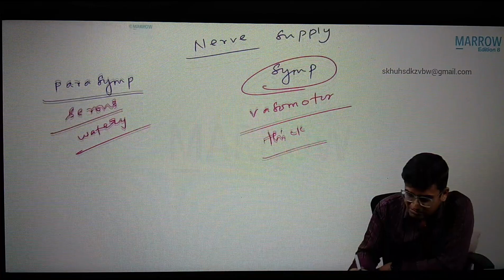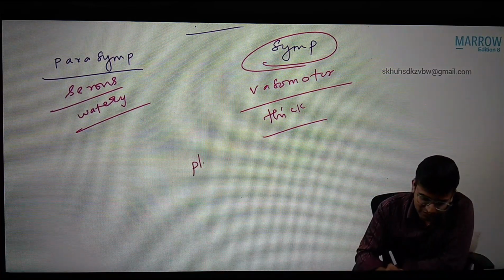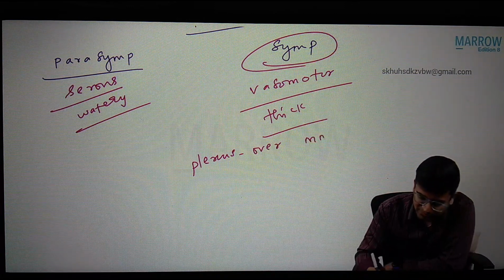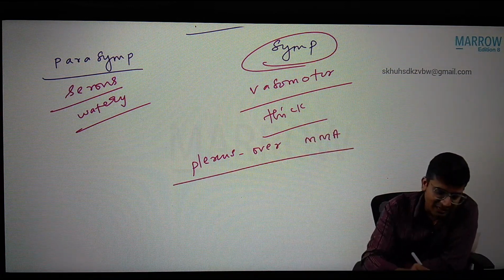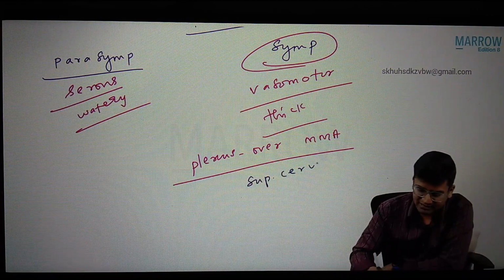Now the sympathetic supply is coming from the plexus over the middle meningeal artery, and these plexus fibers are coming from the superior cervical ganglion. That's all.